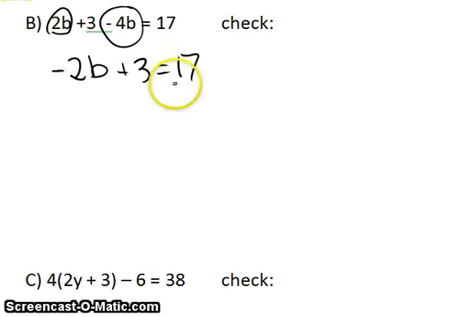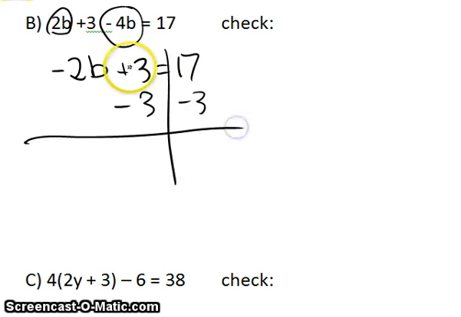Again, you can't combine this and this because this has a b and this does not have a b. So now I need to get b by itself. So I need to undo the plus 3 and the times negative 2. I'm going to use date night. So I'm going to get rid of my wingman first, or my plus 3 first. I'm going to subtract 3 from both sides. So now I've gotten rid of my wingman. It's just me and my date left. And over here I have 17 minus 3 is 14.